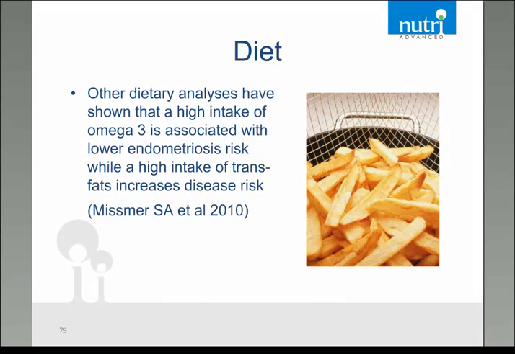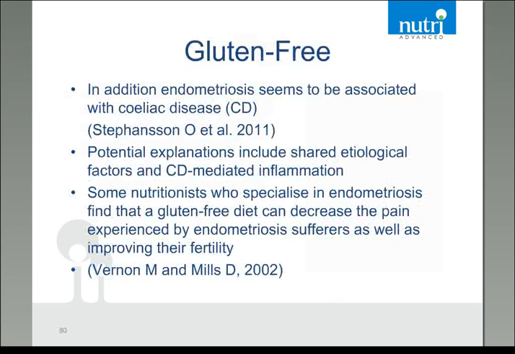Other dietary analyses have shown that a high intake of omega-3 is associated with lower endometriosis risk, while a high intake of trans fat increases disease risk. In addition, endometriosis seems to be associated with celiac disease, which is, of course, another autoimmune disease. When somebody's got one autoimmune disease, they are at more risk of others, and I've got some clients that have got 5 or 6.